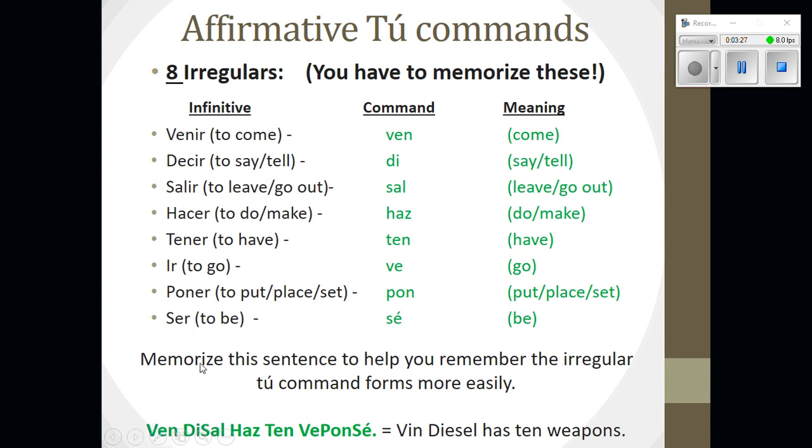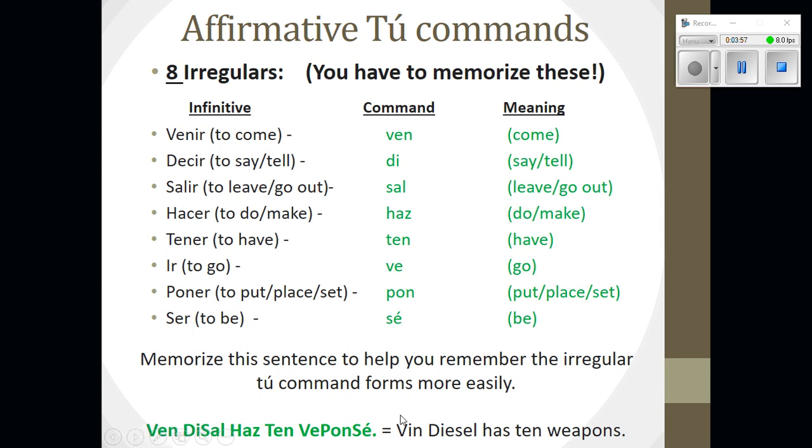Okay. Also, guys, when we have something irregular, it helps to have something that reminds us of that irregularity and helps us remember. So down here we have a little saying that you can memorize, okay, to help you remember these forms. Okay. So this is the Spanish sentence here, okay, and this is really what it sort of translates to in English. It's kind of funny. So English would be Vin Diesel has 10 weapons, but if you notice here, it's a little different and definitely spelled different. Vin Diesel has 10 weapons.